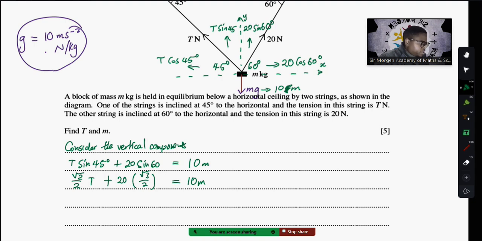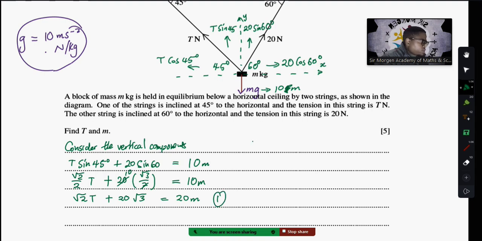Simplifying this, multiplying everything by 2, I have root 2 T plus 20 root 3 equal to 20m. Let me just leave it here. This is equation number 1.